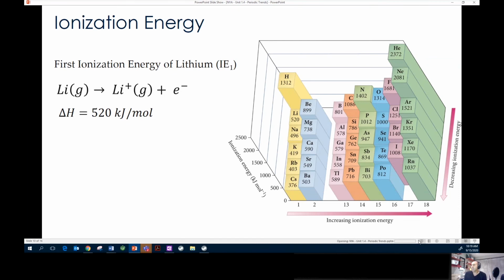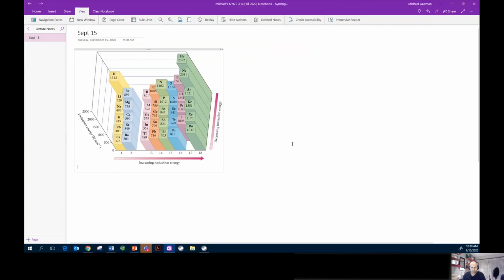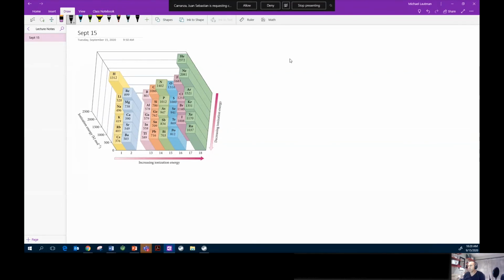So the idea here is, remember, as we go down a group, it gets easier and easier to remove an electron. If we think about this just in and of itself, there is a parallel here between this and the size of an atom. And if we dig a little deeper, we'll realize that in fact these things correlate perfectly.